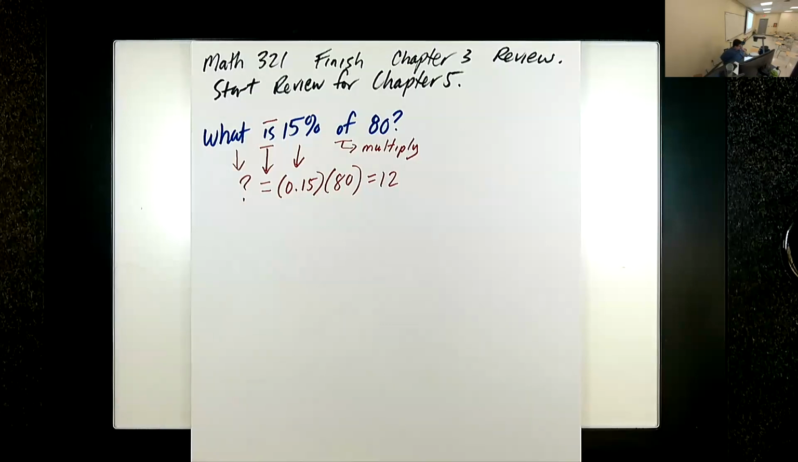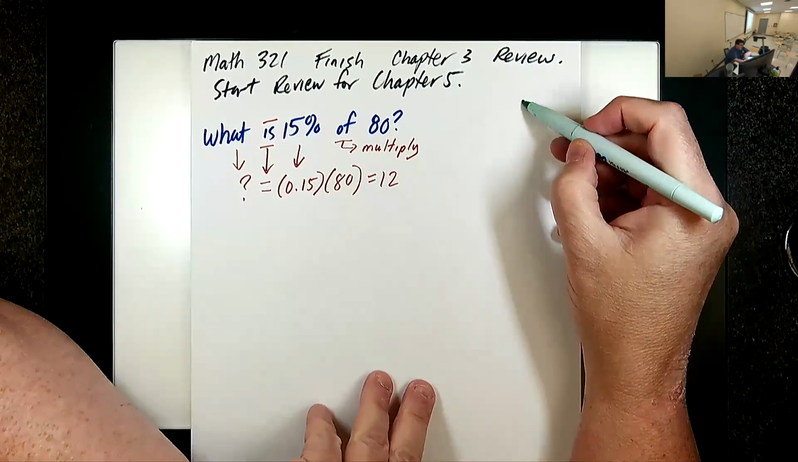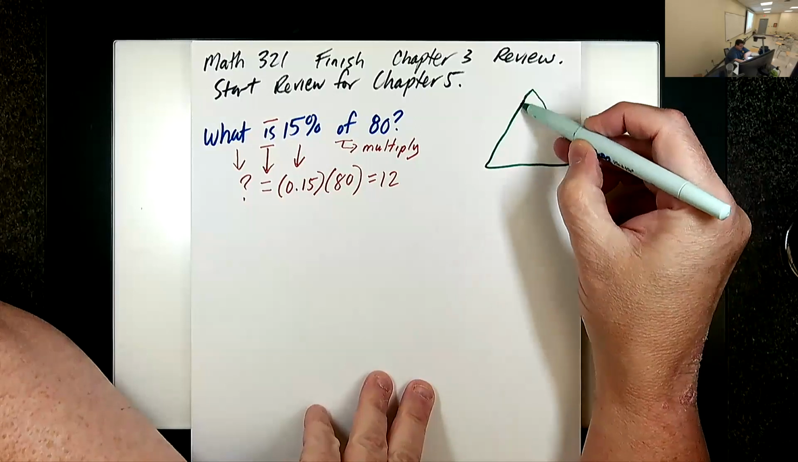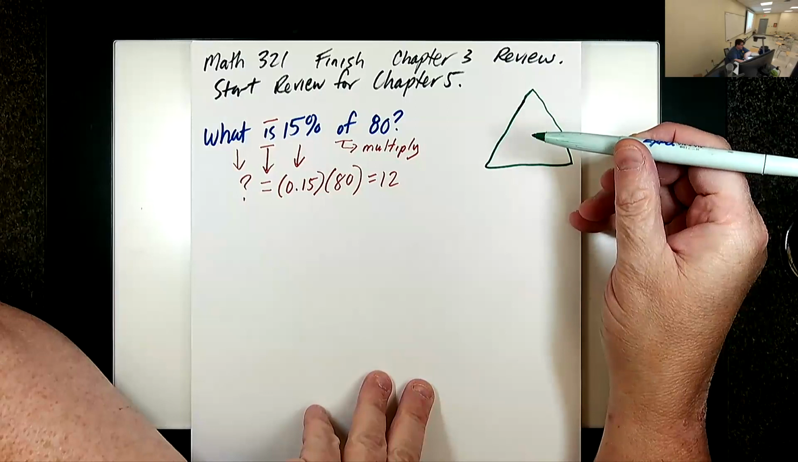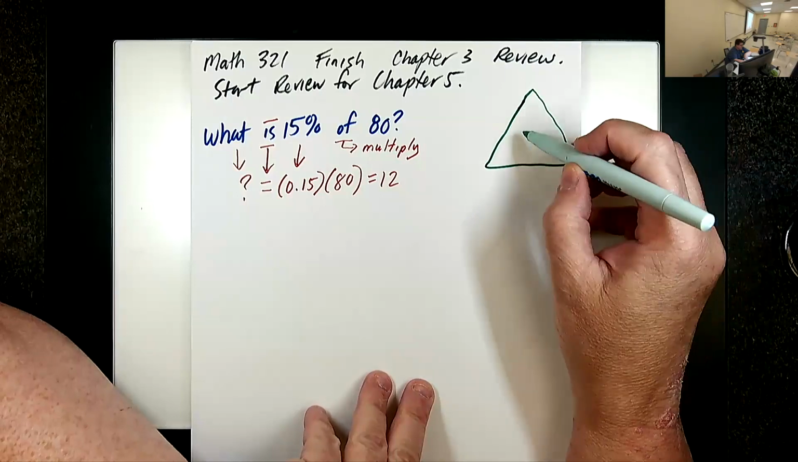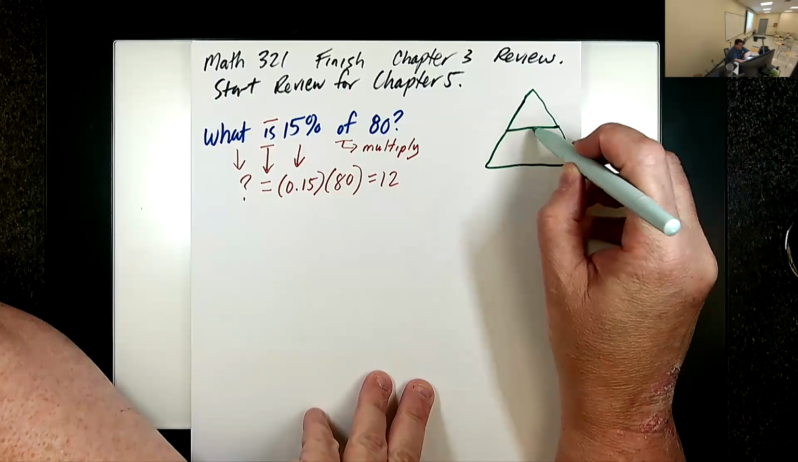There's another way to do these problems that is not just looking at words. The way I learned this when I was growing up was the is of percent triangle. Was there, you did the initial quiz, was there a percentage problem on there? On what? The chapter 3 initial quiz? Yeah, there was. Okay.